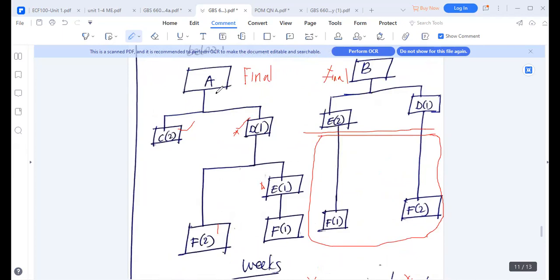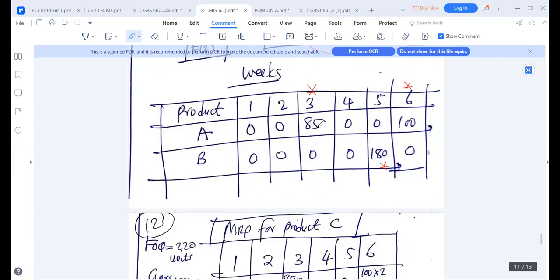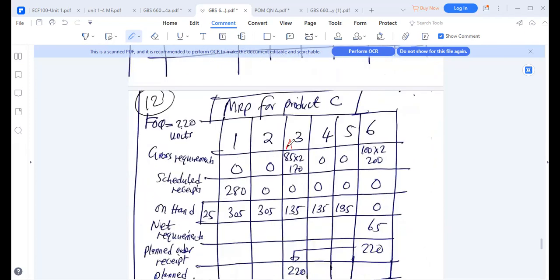But we have to take note that product C is coming from A, so we are supposed to multiply what is coming from A by the quantity that is here. The quantity that is here for C is a 2. So what is coming from A, you multiply by 2. As we prepare the MRP for C, we multiply 85 by 2, 100 by 2. So the gross requirements for product C is 170 units in week 3 because we are multiplying. This is coming from A, and also this is coming from A according to the structure.